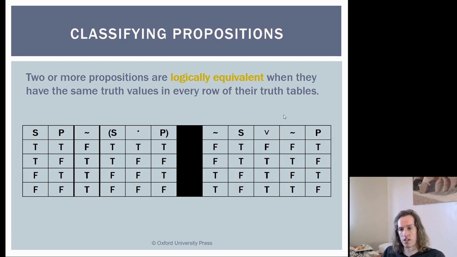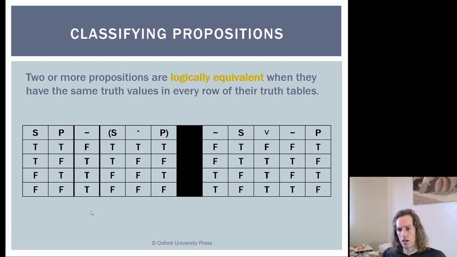Now, two or more propositions are logically equivalent when they have the same truth values in every row of their truth tables. The major operator for this side is going to be the OR, and the major operator for this side is going to be the negation.